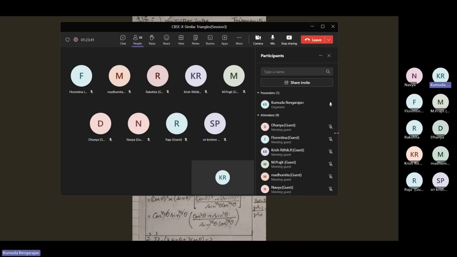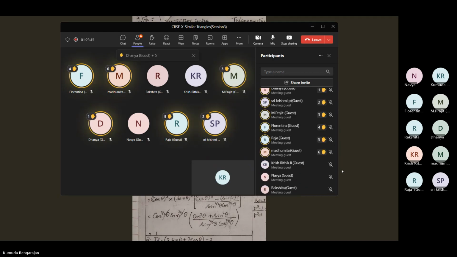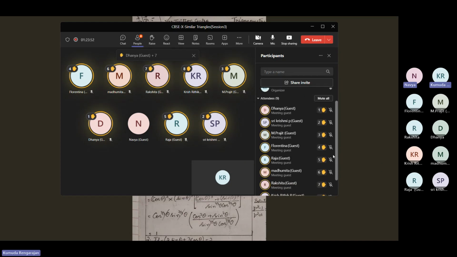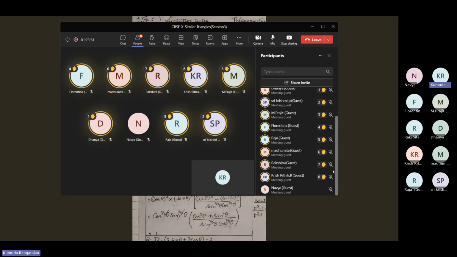Yeah, class, use the emoji, raise your hands. Tanya, Krishmi, Prajit, Florentina, Raja, all right, Navya is there. Raja, Madhumita, Rakshita, Krishnatik. I'm not able to raise my hand. Yeah, Navya, all right, yeah.